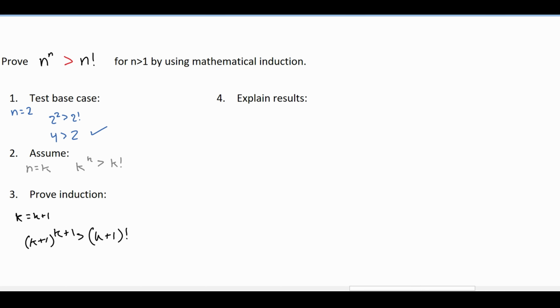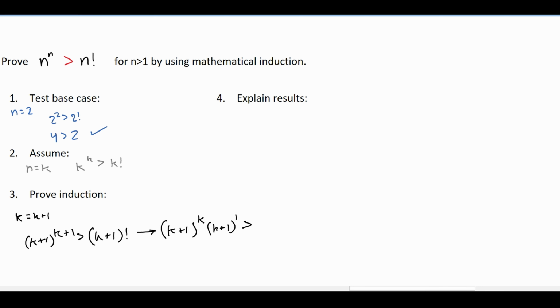Now we want to write this out in simpler terms. So to do that, what we're going to do is simplify this. Using the rules of exponents, we can have our k plus 1 separated. So we're going to have k plus 1 to the kth power, and then we are going to have it being multiplied by k plus 1 to the first power. And this still has to be greater than our k plus 1 factorial.